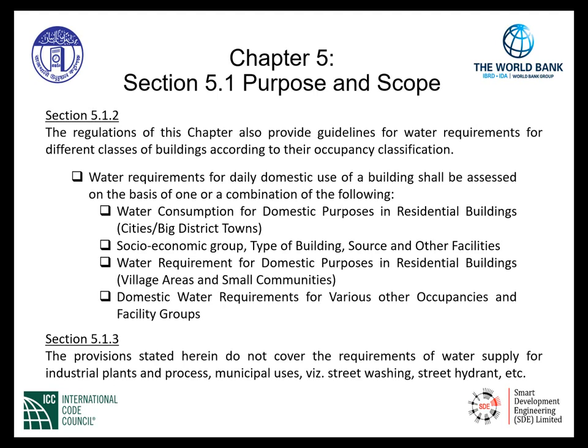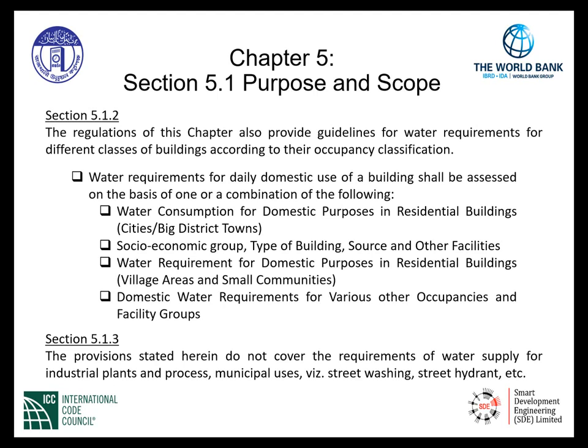The first one is water consumption for domestic purposes in residential buildings, cities, big district towns, areas like that. Socio-economic group, type of building, source, and other facilities must be taken into consideration with respect to the demand of water that must be supplied to these facilities.